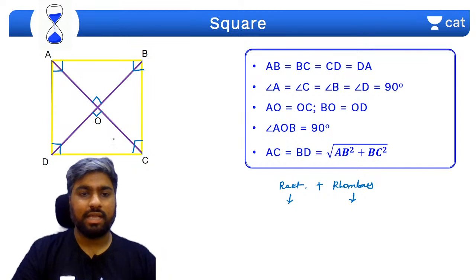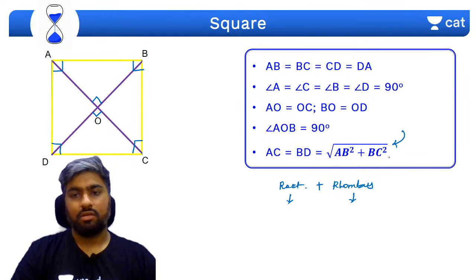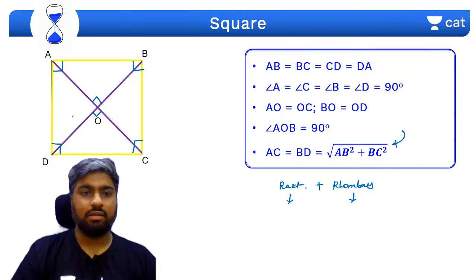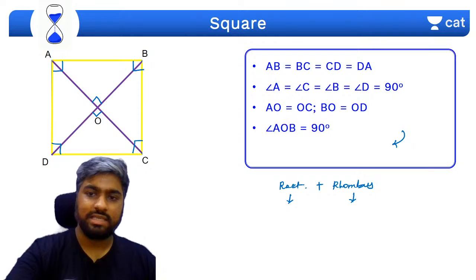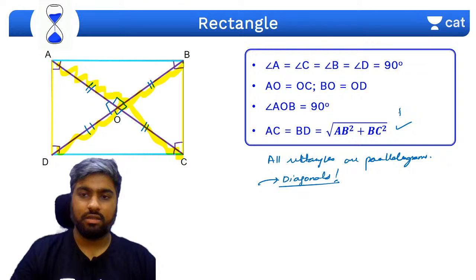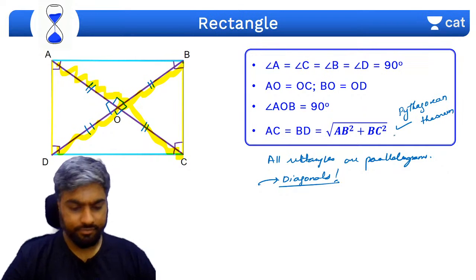And you can find out the length by using what? The Pythagorean theorem. Yes. If you want the length of BD, or any diagonal like AC, what will it be? The square root of AB square plus BC square, right? You can use the Pythagoras theorem here. You use the same for a rectangle also. Yes, Pythagorean theorem.